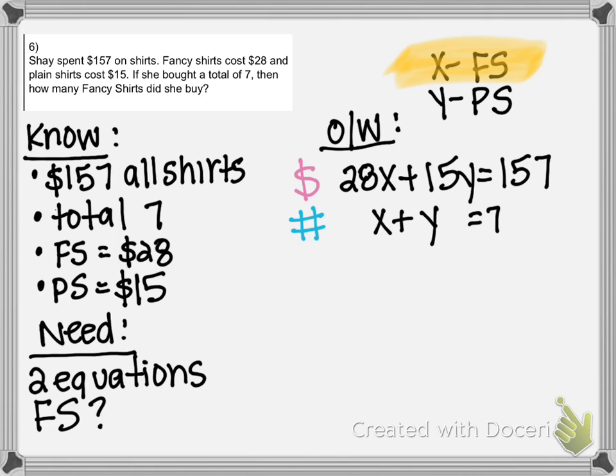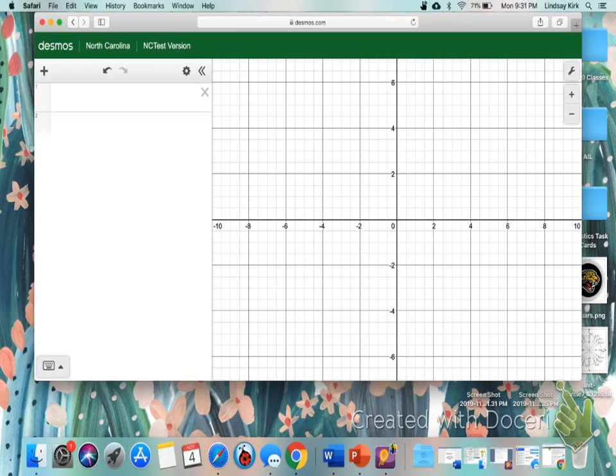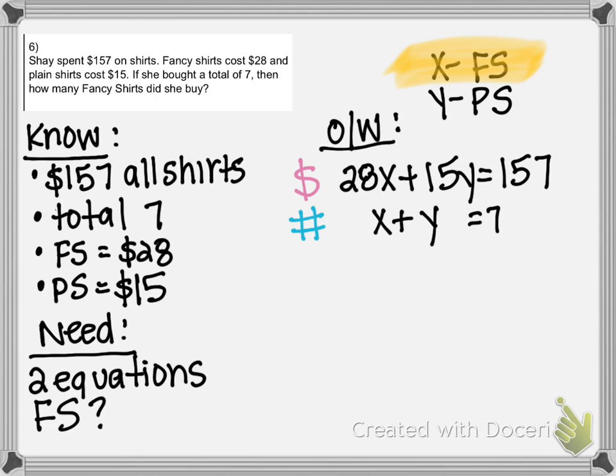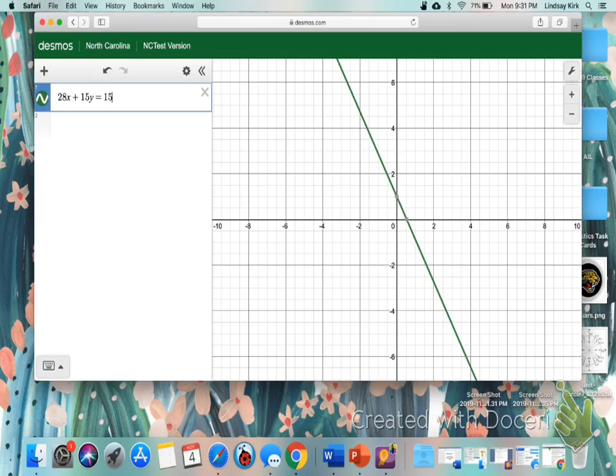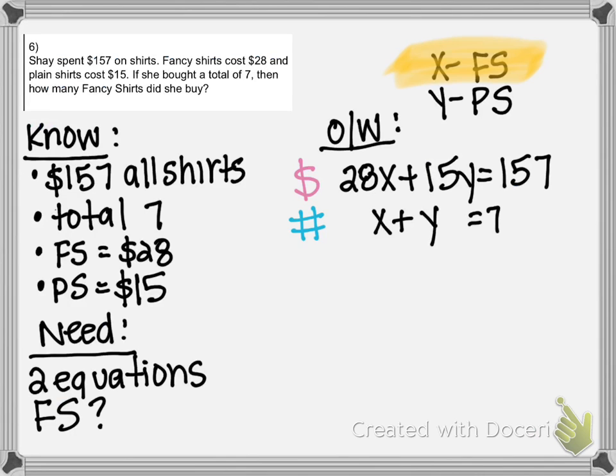So I can go put this right into Desmos. So we had 28X plus 15Y equaled $157. And then I also had X plus Y equals 7. My intersection of the 2, and you should have gotten 4, 3.